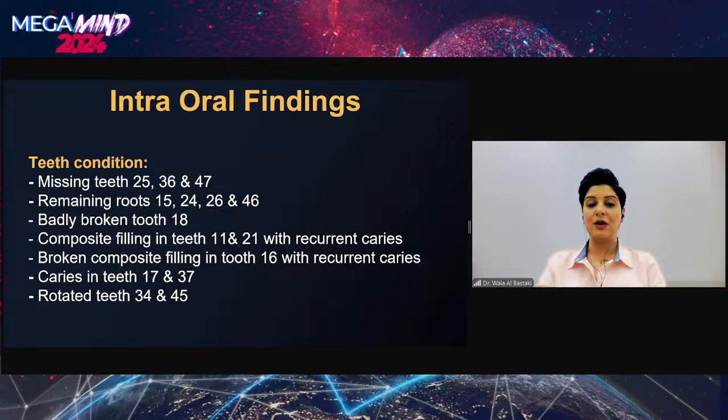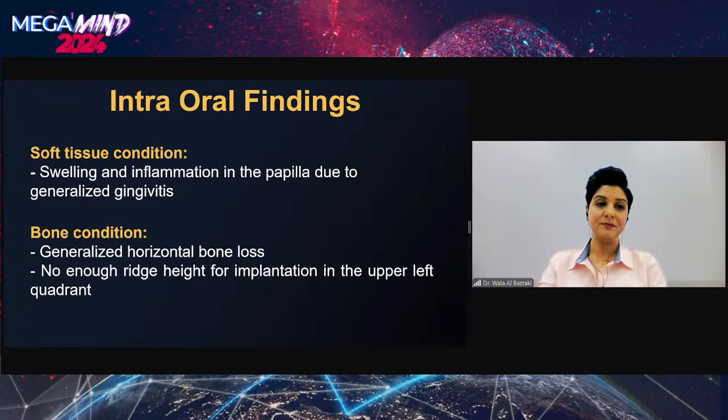Broken composite filling in tooth 16 with recurrent caries, untreated caries in teeth 17 and 37, rotated teeth 34 and 45. Soft tissue condition: swelling and inflammation in the papilla due to generalized gingivitis. Bone condition: generalized horizontal bone loss, not enough ridge height for implantation in the upper left quadrant. I will show you this in the coming panoramic radiograph.